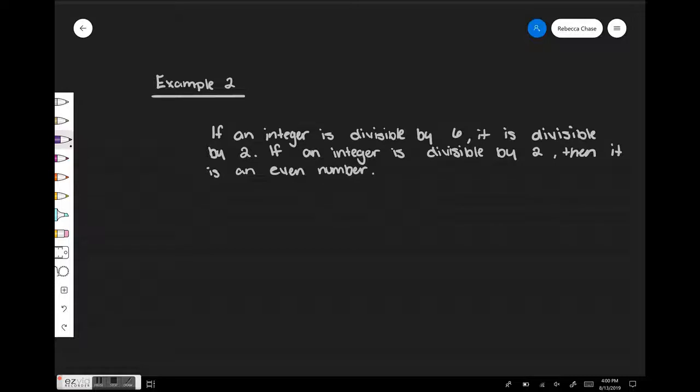So we look at another one, and we'll use math in this one. If an integer is divisible by 6, then it is divisible by 2. If an integer is divisible by 2, then it is an even number. So I look in that middle part, so we find the end of the first sentence, and we find the beginning of the second sentence, and are they the same? So it says it is divisible by 2 and an integer is divisible by 2. Because they're the same, what we're going to do is we're going to cross that out. Cross all that out, and we're going to rewrite it with the first part of the first sentence, so that part right there, and the second part of the second sentence.